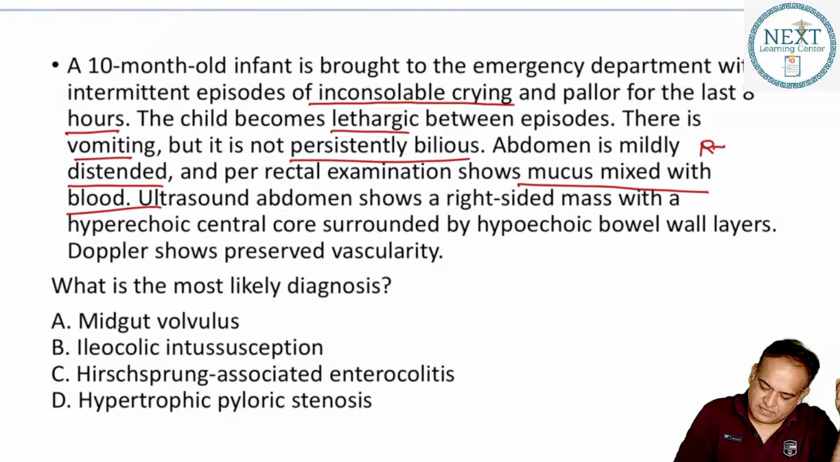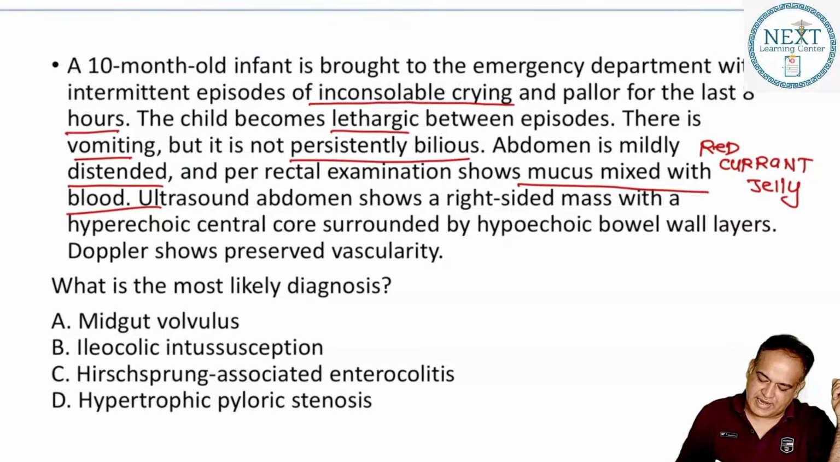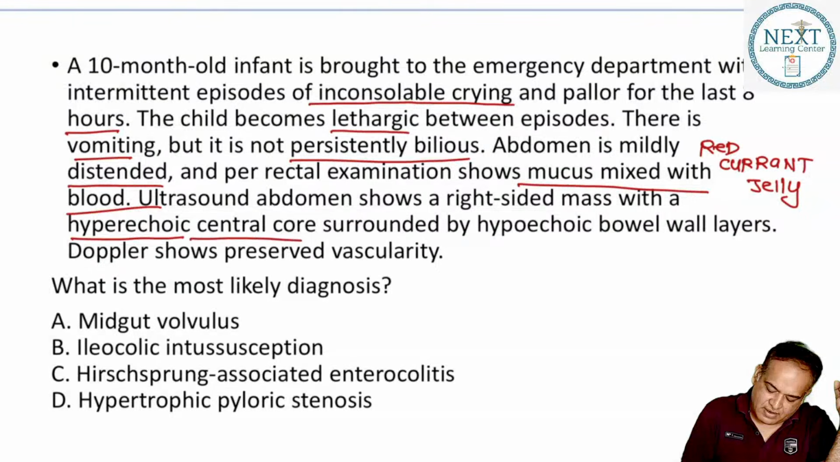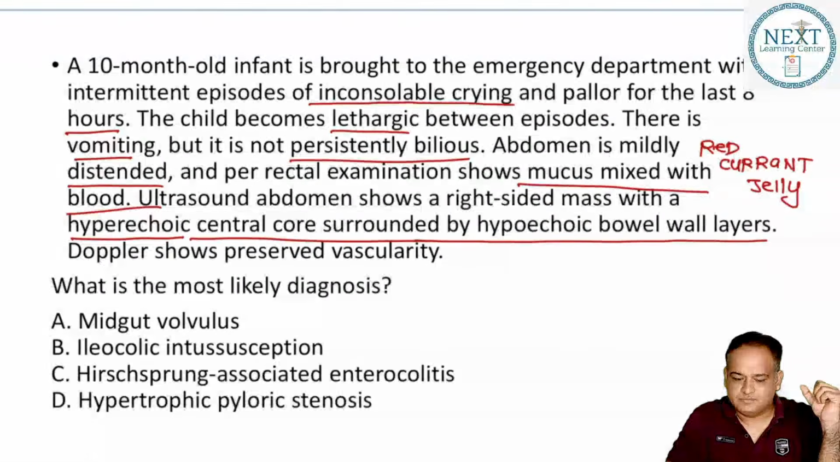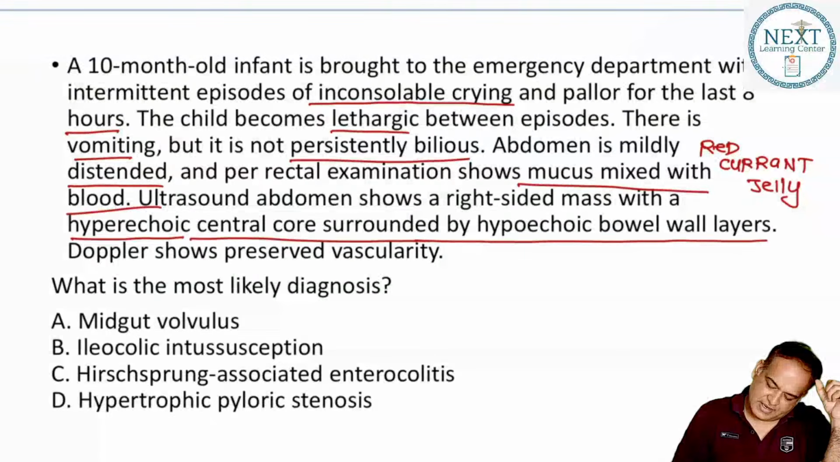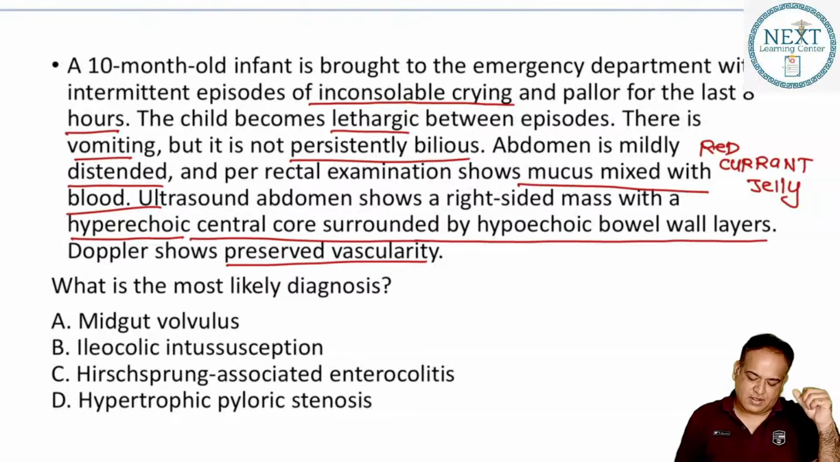So this is red currant jelly stool. Red currant jelly stool. Ultrasound abdomen shows a right-sided mass with hyperechoic central core surrounded by hypoechoic bowel wall. Right? Right-sided. Doppler shows preserved vascularity. What is the most likely diagnosis?